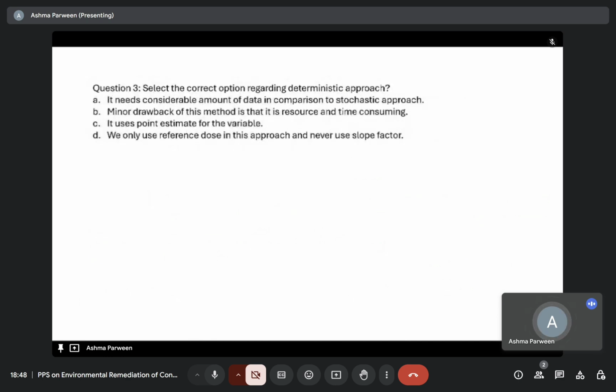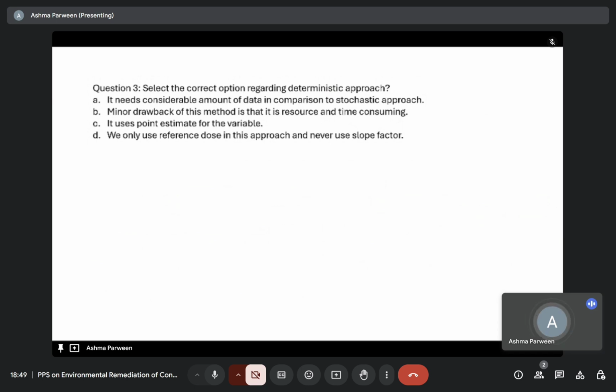So, now let's move to the third question. The question is: select the correct option regarding deterministic approach. The first option is it needs considerable amount of data in comparison to stochastic approach. Next is, a minor drawback of this method is that it is resource and time consuming. Option C is it uses point estimate for the variable. And the last option is we only use reference dose in this approach and never use slope factor. So we have to select the options which are correct as per the deterministic approach.